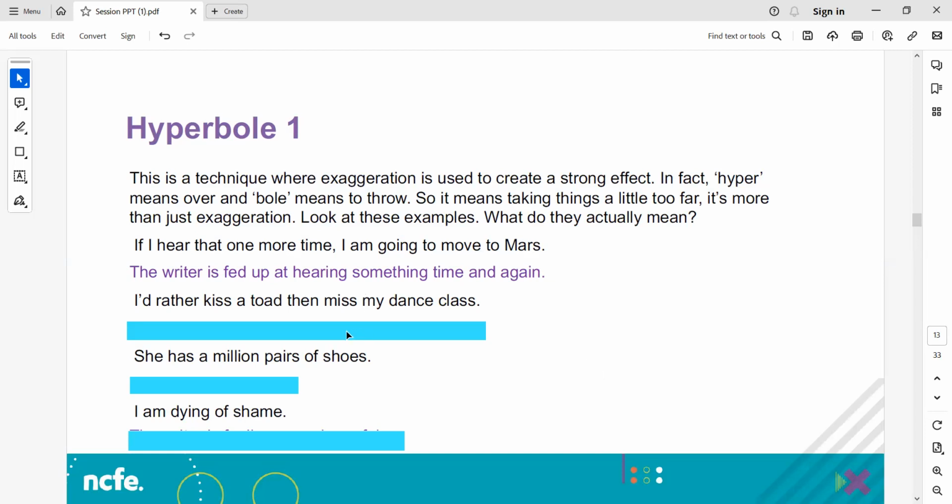Excellent, yeah, it's really important. It's so important that they'd never miss it. They'd rather do something as disgusting as kissing a toad than miss their dance class. So the writer really enjoys going to dance class. It's really important to them.